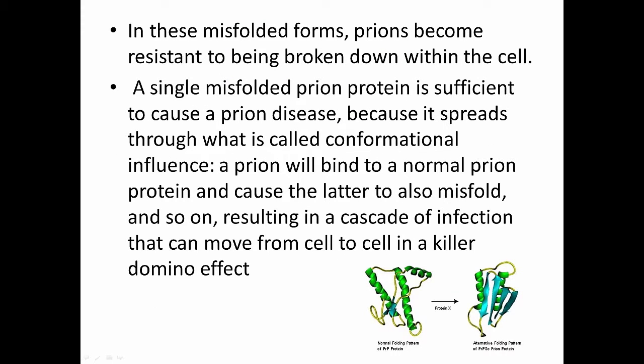In these misfolded forms, prions become resistant to being broken down within the cell. A single misfolded prion protein is sufficient to cause a prion disease because it spreads through what is called conformational influence. A prion will bind to a normal prion protein and cause the latter to also misfold, and so on, resulting in a cascade of infection that can move from cell to cell in a killer domino effect.